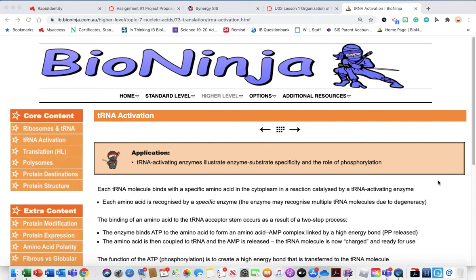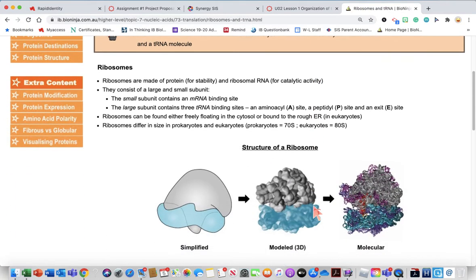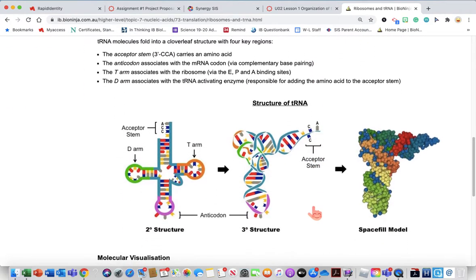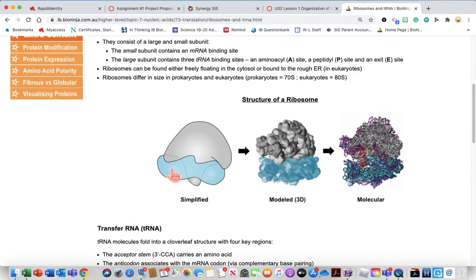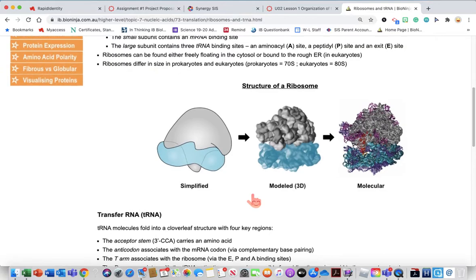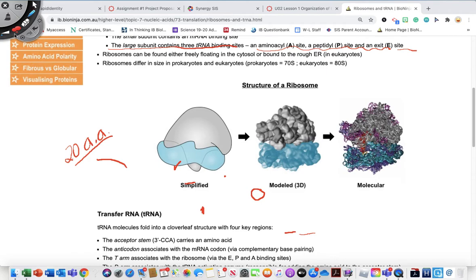IB Bio student. So today we are going to continue with the structure of tRNA and how tRNA gets activated. So last time you all looked at the structure of the ribosome, you saw how it has a small subunit and then a large subunit. So remember that this is all within the process of translation, right? So let me get my pen out.